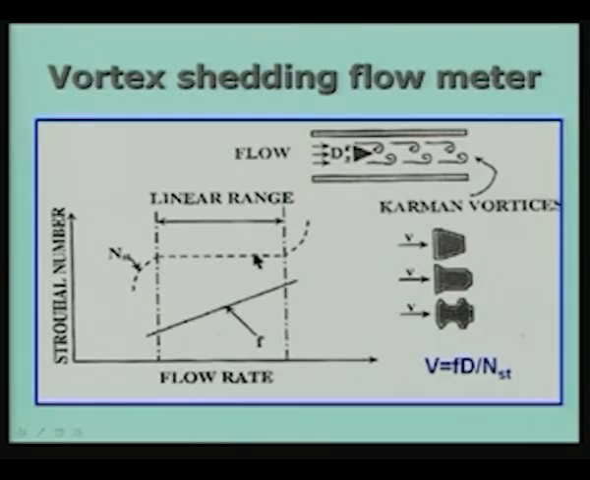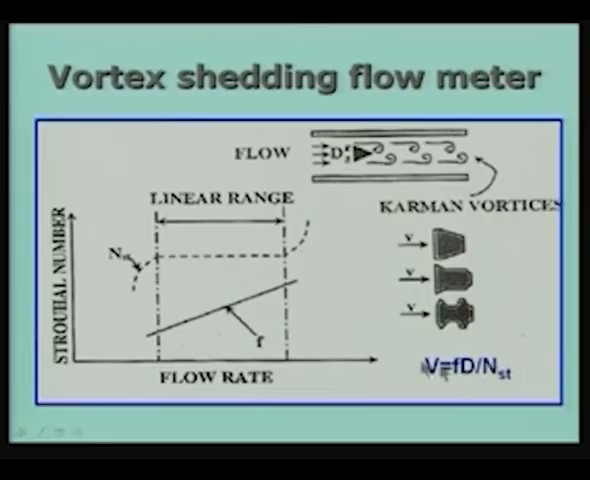This is the Stokes number, which is nothing but Fd by V, where F is the frequency of the vortex shedding, D is the frontal diameter of the body, and V is the velocity. The Stokes number has a constant value in this range from here to here, and what does it mean? The velocity here is given by the frequency of shedding of the Kármán vortices which are developed at this corner and this corner, multiplied by the diameter divided by the Stokes number.